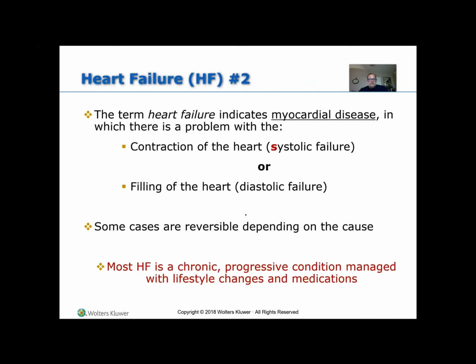Now, a lot of this should be familiar from previous semesters' lectures, and even from our rhythm interpretation lecture, where we talk about systolic and diastolic, relaxation or contraction. Some cases are reversible depending on the cause. Most heart failure is a chronic progressive condition which can be managed with lifestyle changes and medications.